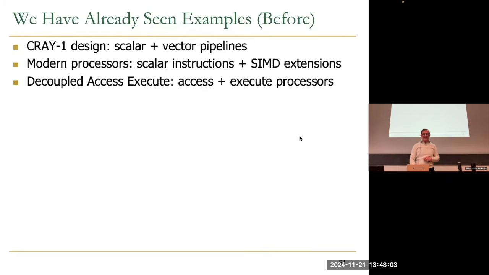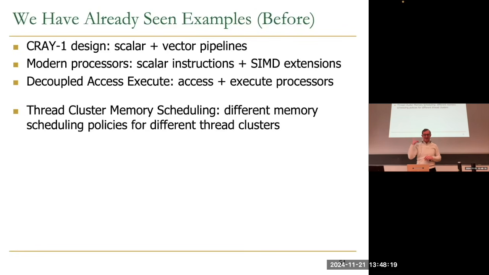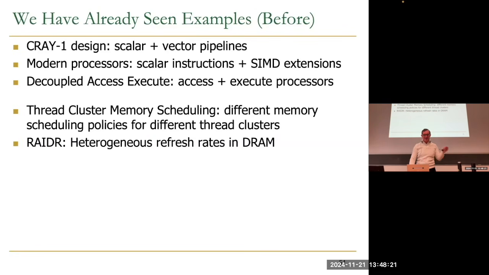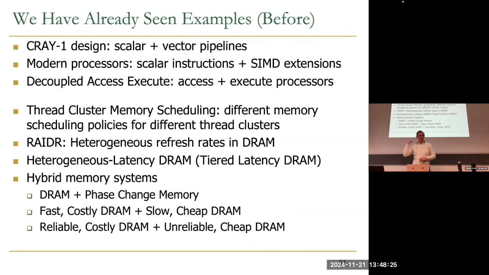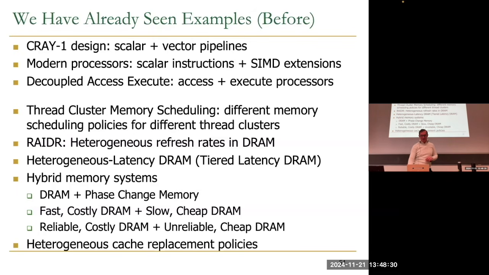We've seen decoupled access execute in DDCA again. I don't want to go through everything over here, but basically you specialize the access part of the pipeline to memory access, and then you specialize the execute part of the pipeline to execution instructions. All of these ideas are employed in existing processors to different degrees. We've seen thread cluster memory scheduling, so I'm not going to talk about that. RAIDR, heterogeneous latency DRAM, hybrid memory systems, and there are many different types of hybrid memory systems that we have seen also. Heterogeneous cache replacement policies, this is not up to date, as you can see. We've seen hybrid prefetching earlier also. All of those are heterogeneous examples.